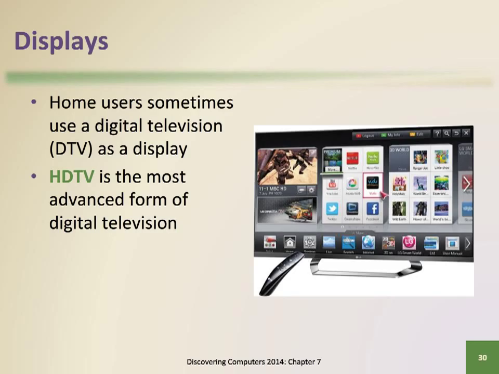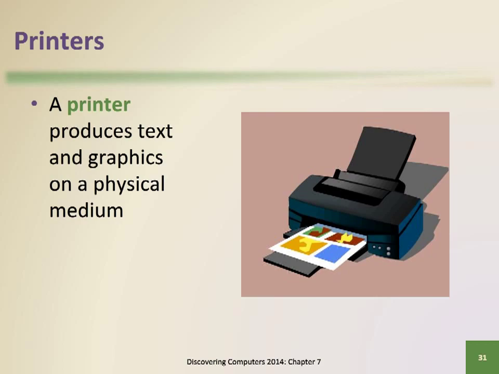Users sometimes use a digital television as a display. High-definition television is the most advanced form of digital television. A printer is an output device that produces text and graphics on a physical medium. This output is called a hard copy.